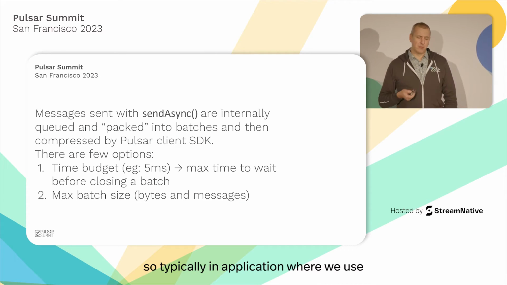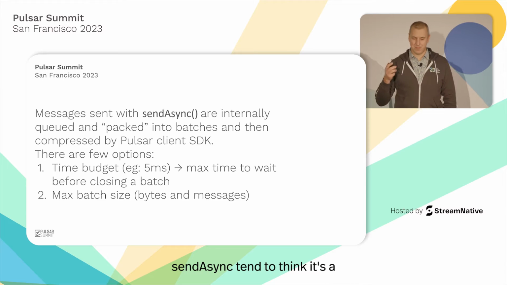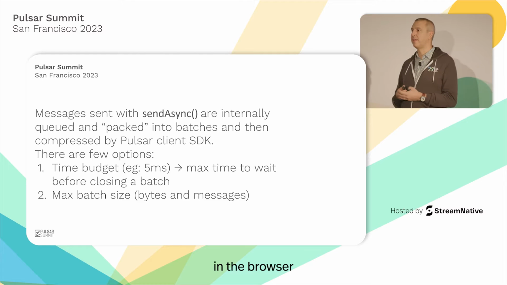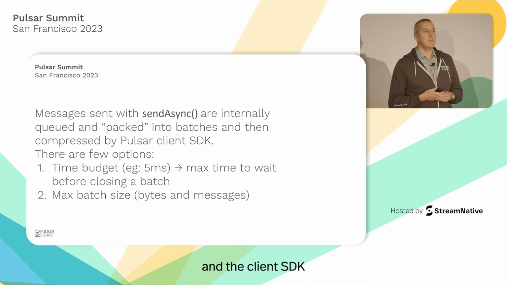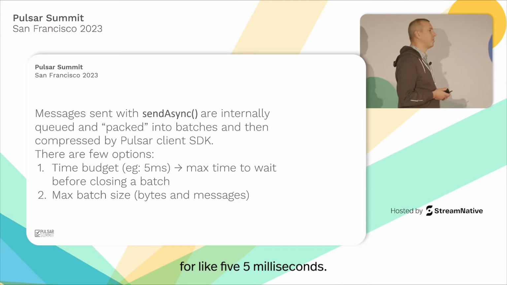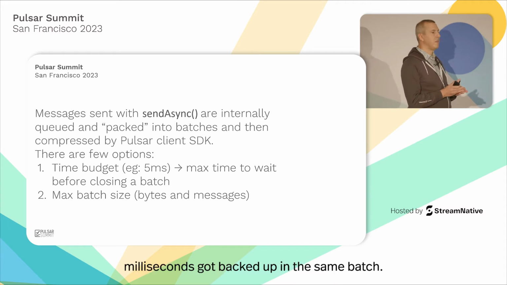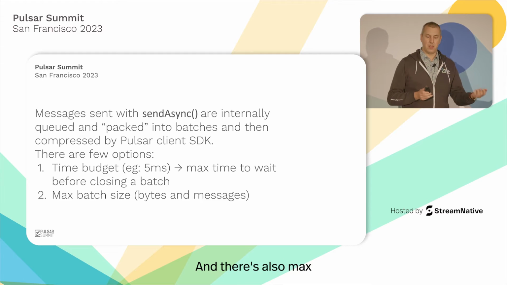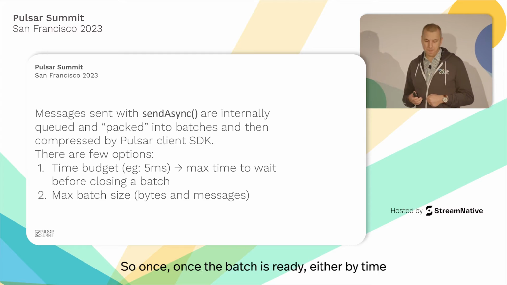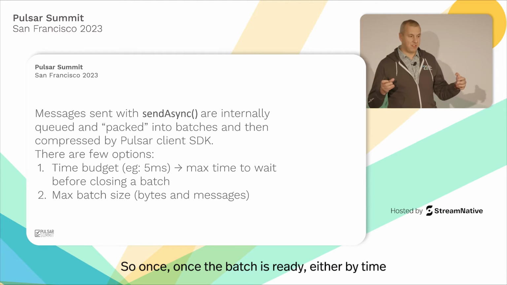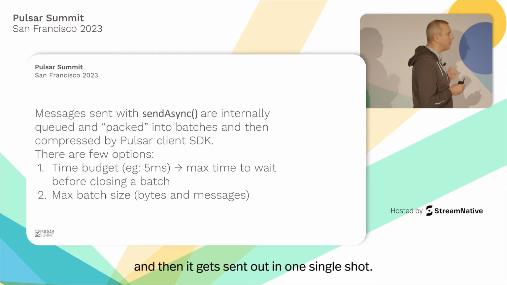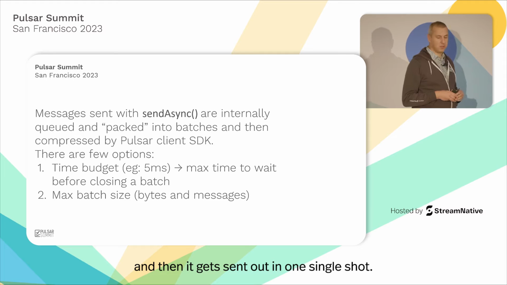So typically, an application developer will just use send async, and the messages are basically queued up in the producer, in the client SDK. And you can give basically a time budget, for example, like 5 milliseconds. Everything that comes in 5 milliseconds gets packed up in the same batch. And there's also a max size in bytes and number of messages. So once the batch is ready, either by time or by size, then it gets compressed. And then it gets sent out in one single shot.